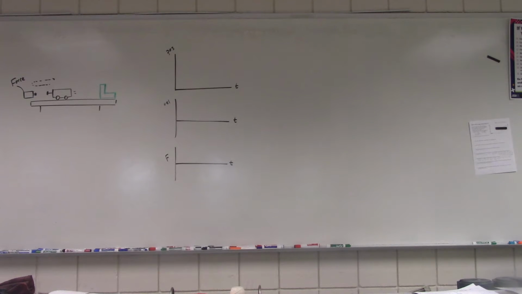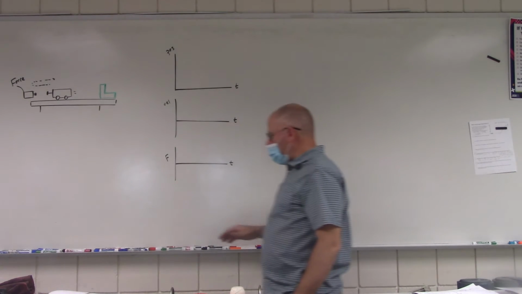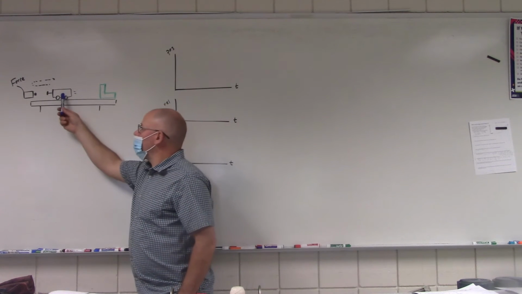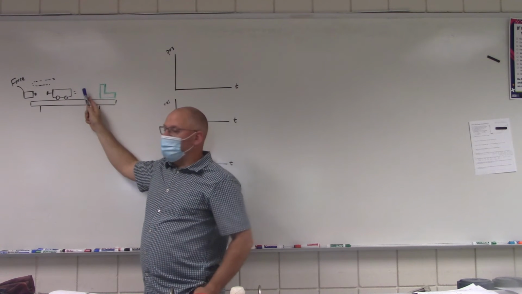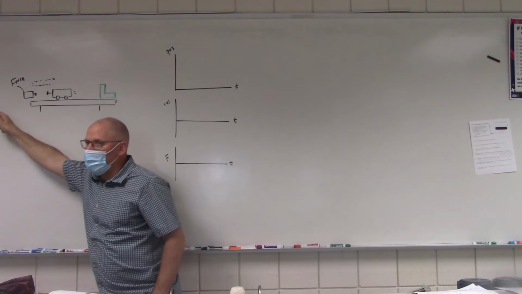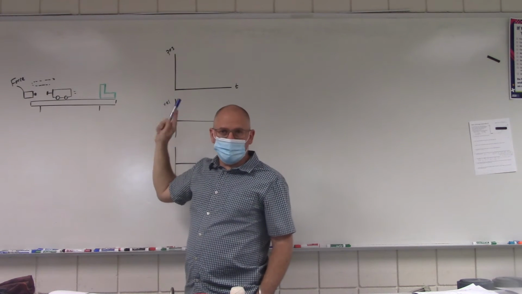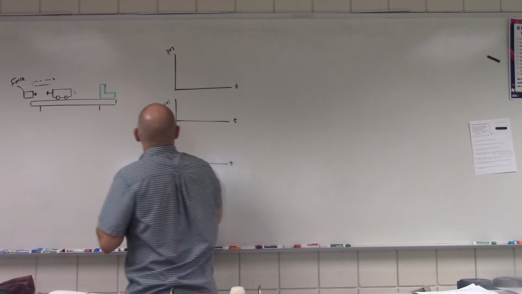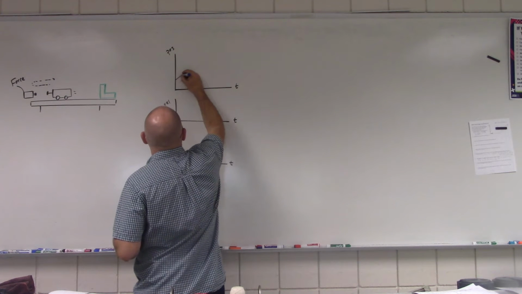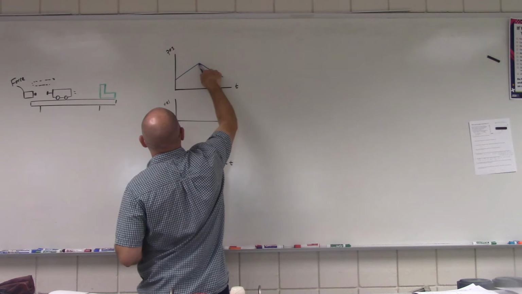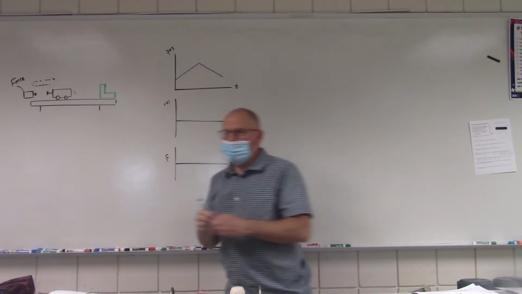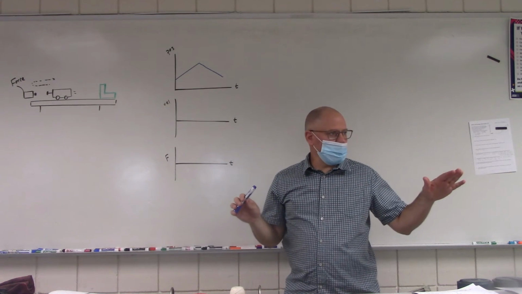So, if you think about the position, it's the position relative to this sensor. So, here's your car. You push it, it goes away from your sensor and then comes back to your sensor. Does that make sense? So, the position graph should look something like this. It goes away from your sensor and then comes back toward it. How's that look? Is that cool?